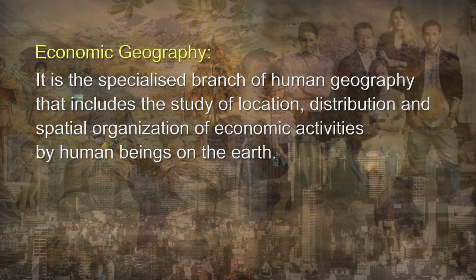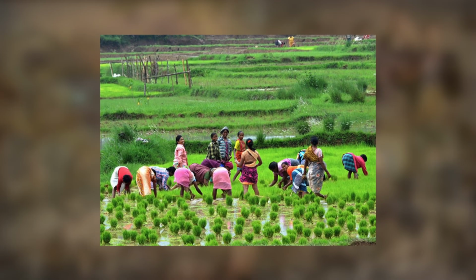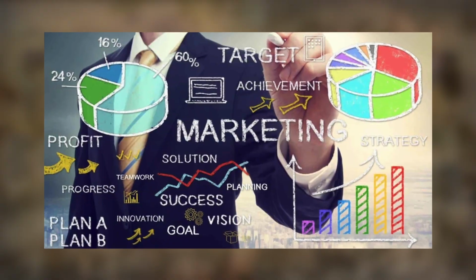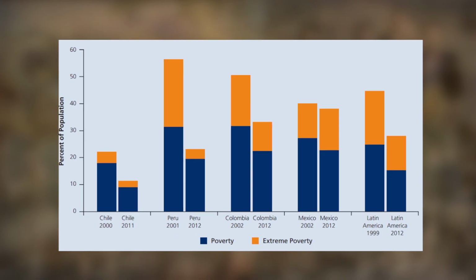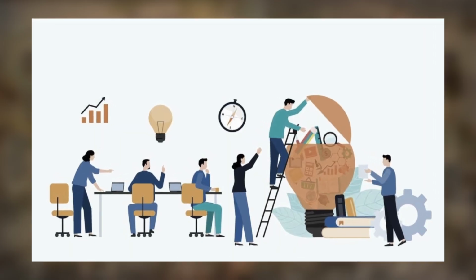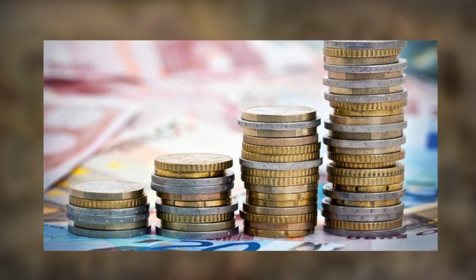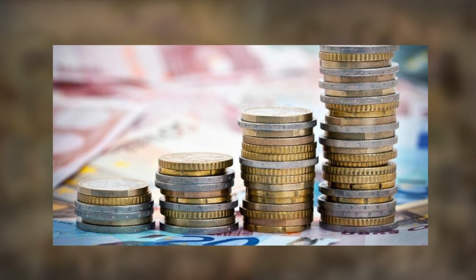It is the specialized branch of human geography that includes the study of location, distribution and spatial organization of economic activities by human beings on the earth. This branch mainly focuses on economic activities such as agriculture, industries, marketing, commerce, transportation, tourism, regional development and planning, among others. Economic geography is a subfield of the geography discipline.